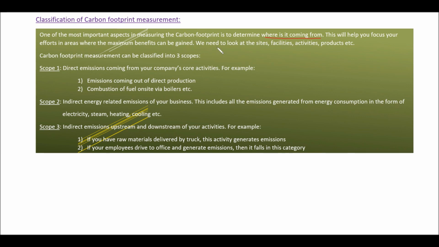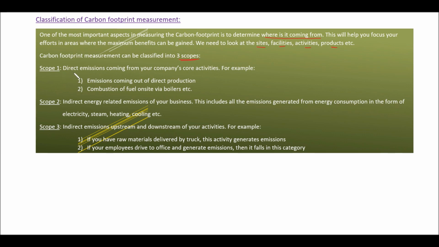So there could be different areas within an organization, depending on the type of organization. We need to look at the different sites, the facilities, the different activities being performed in an organization, the products that are being produced, etc. Now, the carbon footprint measurement can be classified into three scopes.